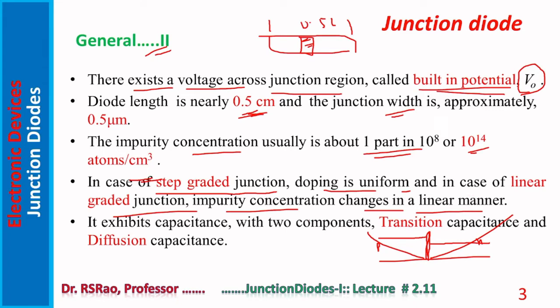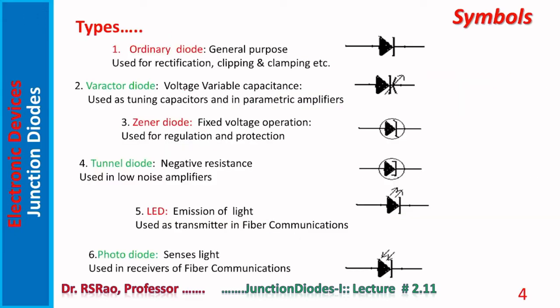Diodes exhibit capacitance. There are two components in the capacitance. One component is transition capacitance and the other one is diffusion capacitance. We are going to talk about these capacitances at length very soon. Several types of diodes are there. Broadly, semiconductor diodes can be divided into two categories: ordinary diodes, special diodes.